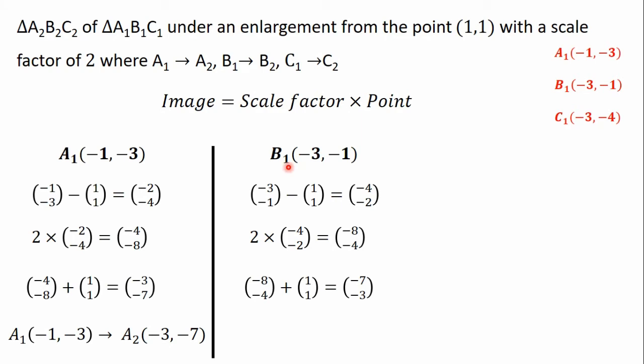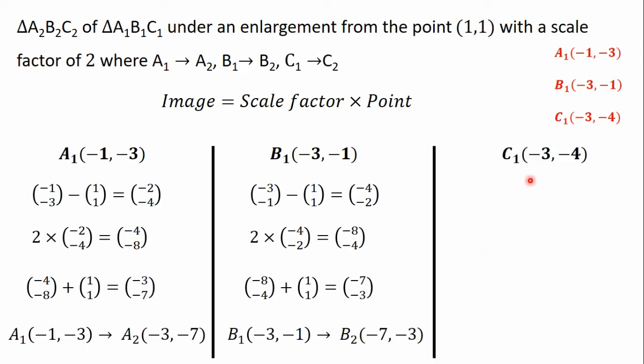So when the point B1 with coordinates (-3, -1) is enlarged from the point (1, 1) with a scale factor of 2, the point B1 will give us the image B2 with coordinates (-7, -3). Let's move on to point C1. Point C1 has the coordinates (-3, -4).